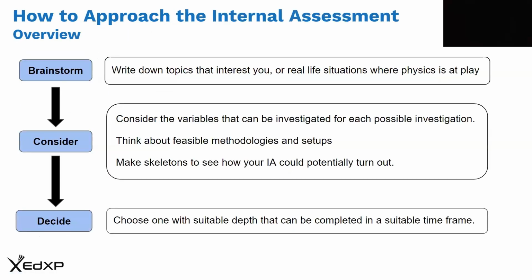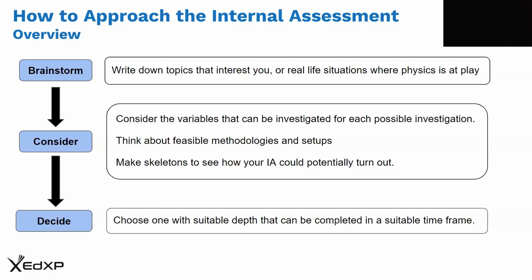How to approach your IA. I'm now going to show you a process by which you can come up with and decide on a good IA topic to tackle. There are 3 stages: brainstorm, consider, and then decide. Brainstorm. Write down all topics that interest you or real-life situations where you know that physics is at play. I would suggest you sit in front of a blank piece of paper and literally write down everything that comes to your mind.